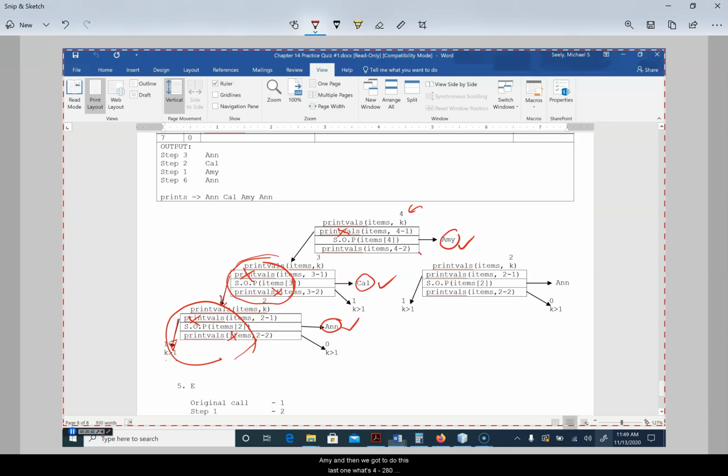And then we've got to do this last one, which is 4 minus 2. K becomes 2. We do this print vowels. Print vowels items 2 minus 1, S.O.P, print the items at position 2, and then print vowels items 2 minus 2. So when we go through this one, 2 minus 1 is 1, K is 1. Is 1 greater than 1? Nope. So then that's done. We print what's at position 2, which is Ann, and then 2 minus 2 is 0, so is 0 greater than 1? Nope. So that one's done. So it prints in order Ann, Cal, Amy, Ann. All right, which I kind of demonstrate up here in this one.